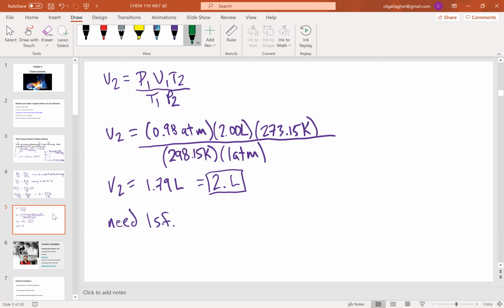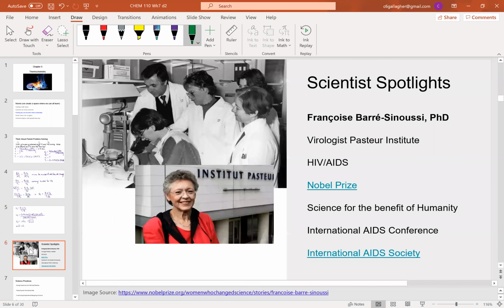So if we do that, then we can substitute and solve. So we're going to take everything that we were given in the equation and substitute in. So we have 0.98 atmospheres. Remember, we have to convert our millimeters mercury to atmospheres. And we multiply that by 2 liters and by 273.15 Kelvin. Then we divide by 298.15 Kelvin, 1 atmosphere, that gives us 1.79 liters. But in this case, we need 1 sig fig. So that means it's 2 liters that we solve for.